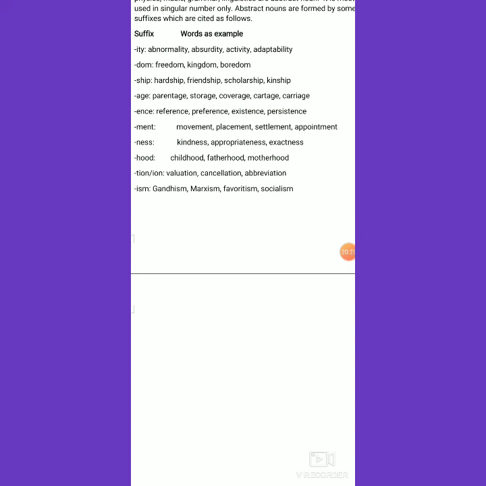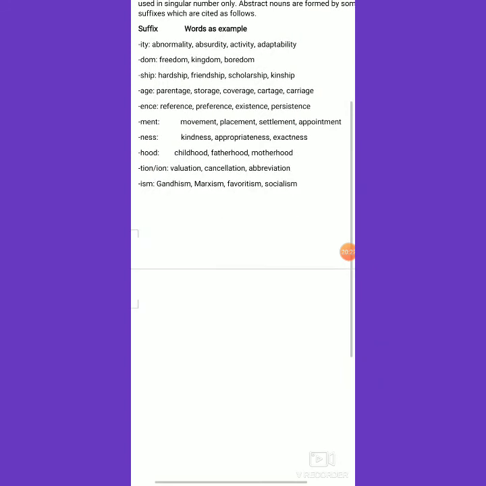And finally, we have the suffix ism. Now, generally you find it is a kind of theory that we refer to by using ism, like from the proper noun Gandhi. The theory of Gandhi is known as Gandhism. Philosophy of Marx is known as Marxism. And favor itself is an abstract noun. And from that favor, we have the theory of favor, that is favoritism. And so we have the adjective social and the theory of society. From social welfare is known as socialism.